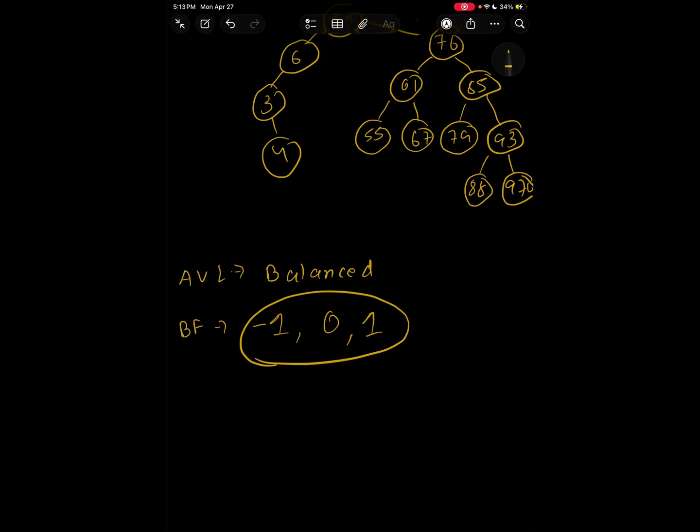And how do we calculate a balance factor for a node? It is essentially the left subtree height minus the right subtree height, right? If it is not within these values, it is considered unbalanced, okay?